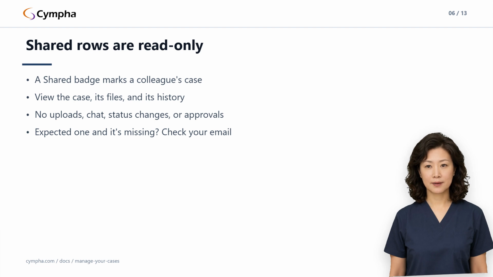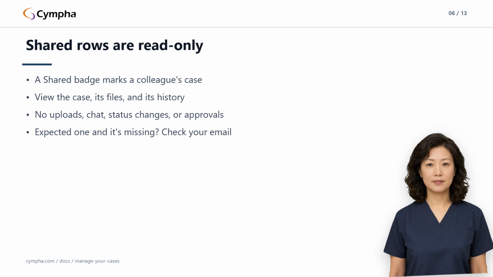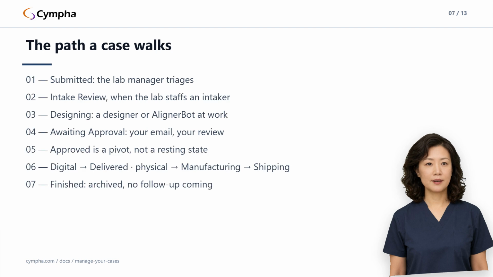Here's the path a normal case walks: open any case, and the header's status badge shows where it stands. It starts at submitted, held by the lab manager for triage. If the lab has a case intaker on staff, it passes through intake review, where files and prescription completeness get checked. Then designing, a human designer or the AlignerBot doing the work. Then awaiting approval: you get an email, open the case, and click review and approve.